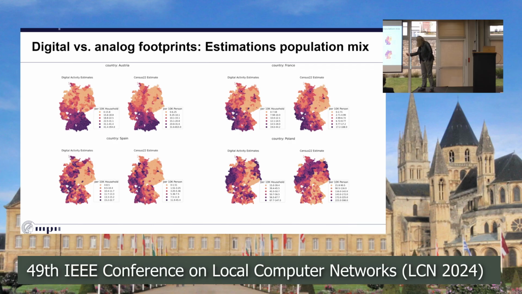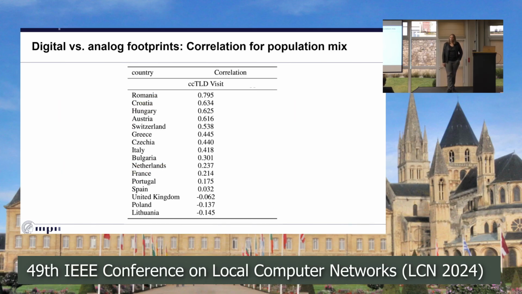So we have Austria here, we have France, and you see the digital estimates and the census estimates. We have Poland, we have Spain, and Austria. For example, in Bavaria there are apparently many more Austrians living, which is to be expected. Same with France: in Baden-Württemberg you also have more people from France living. And so the correlations are actually quite substantial, hinting that these kinds of things are probably quite reasonable.